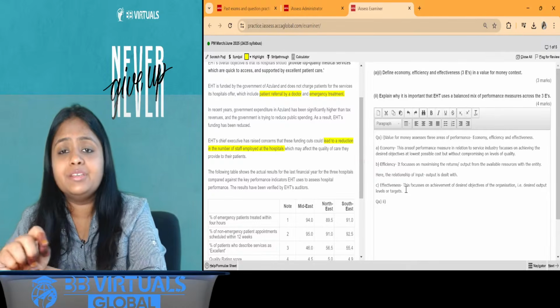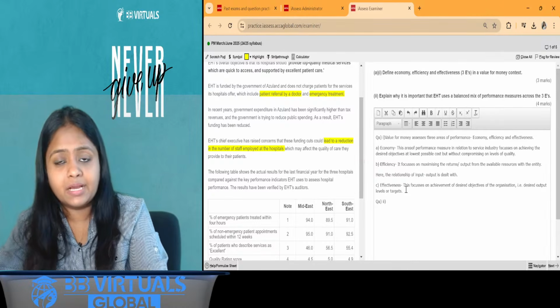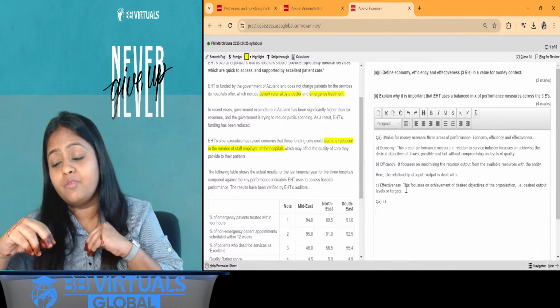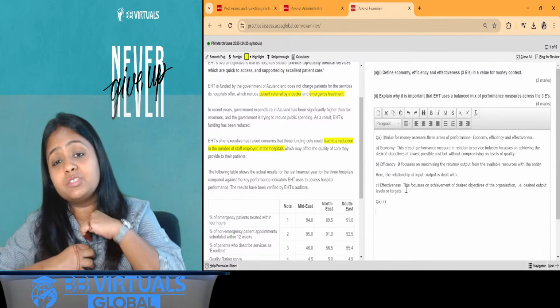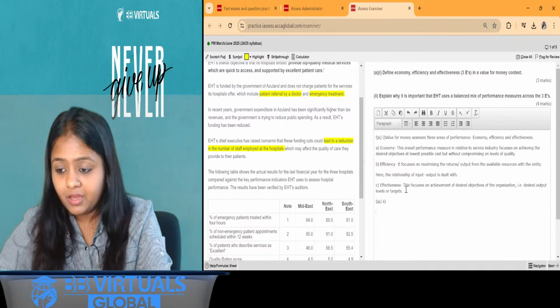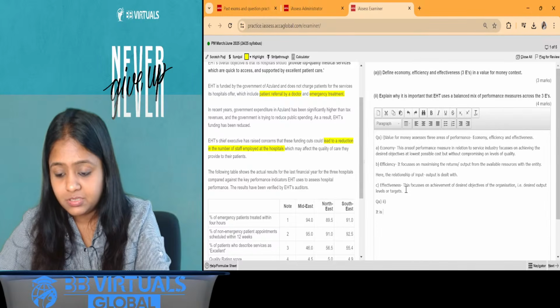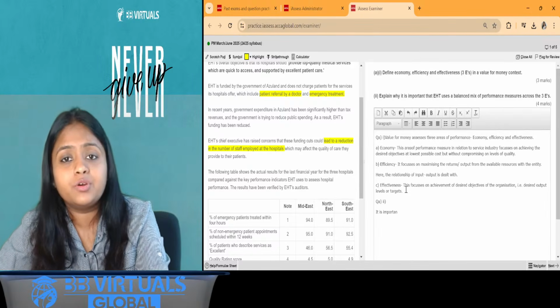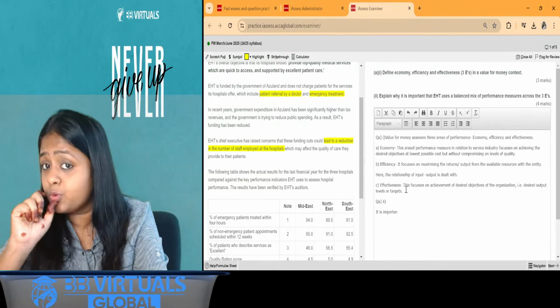Okay, so we can write the introduction. Remember, it is for 4 marks. So you have to devote 1 mark to explaining why the balanced use is so much needed. You can always use the question line to start your answer. Remember this, again, it's a quick tip.